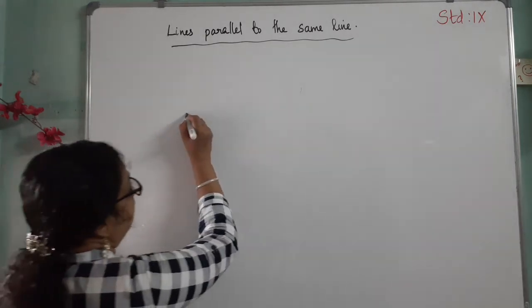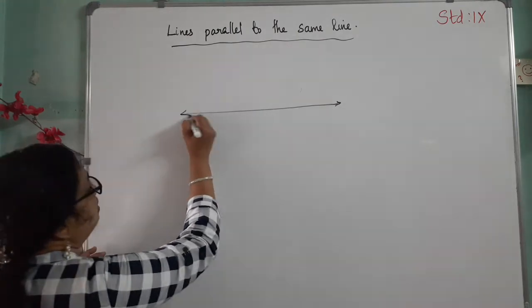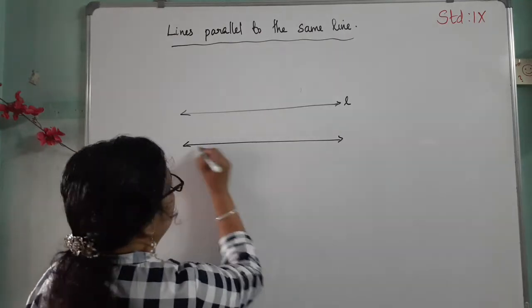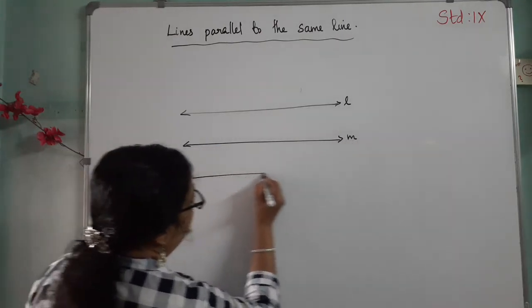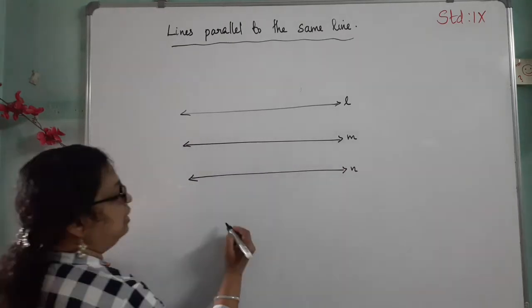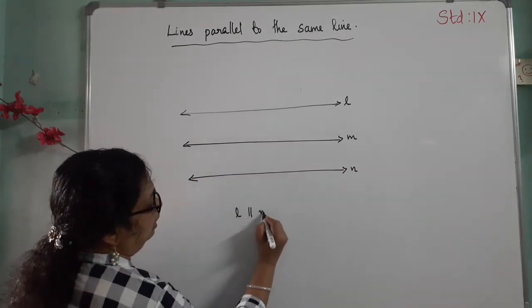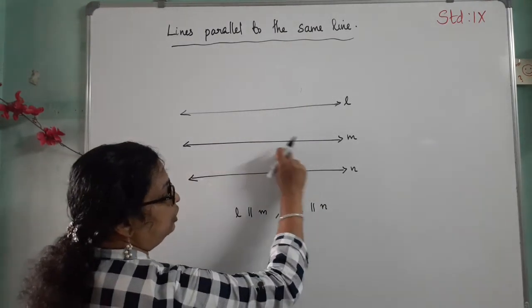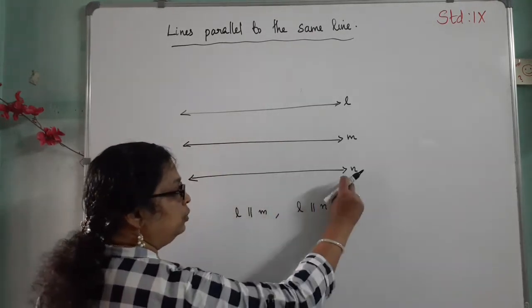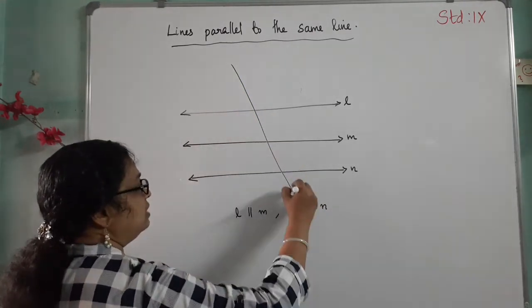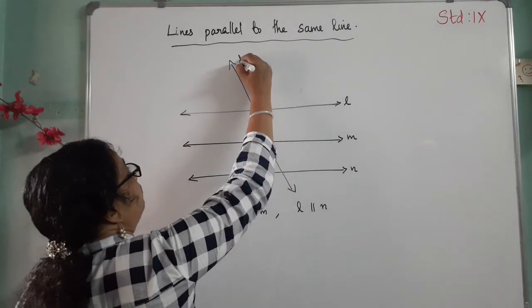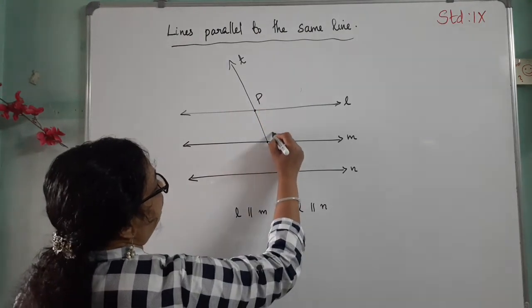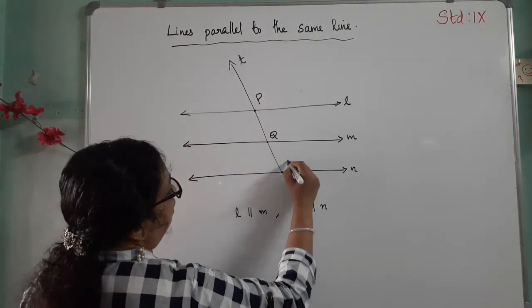Then let us consider a line. This is L, and I draw another line. This is M, and one more line. This is N. Consider L is parallel to M, and also L is parallel to N. That is, this line is parallel to this line, and this line is also parallel to this line. Then we can draw a transversal, and let it be T. And this meets the lines L at P, M at Q, and N at R.